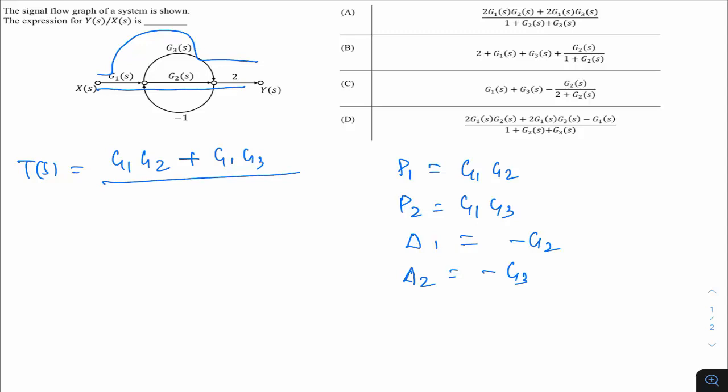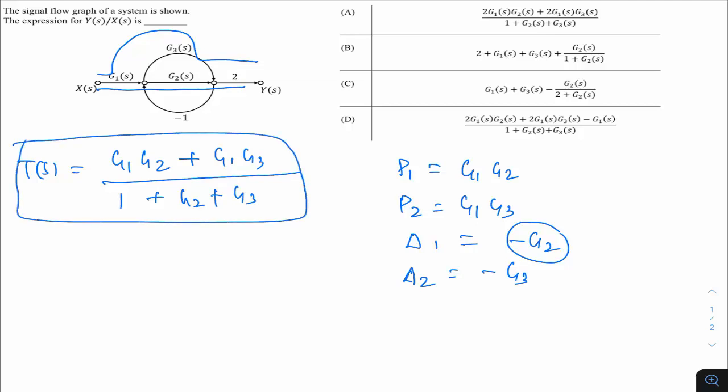Divided by 1 minus the corresponding loop gains, so there is a negative sign. So equivalently, this is G2 and this is G3, because there are no non-touching loops, right? So this will be its corresponding transfer function. Very simple signal flow graph and very simple transfer function as well.